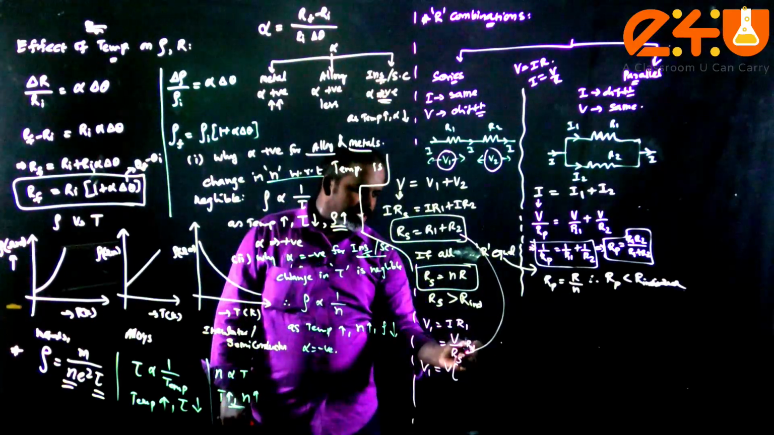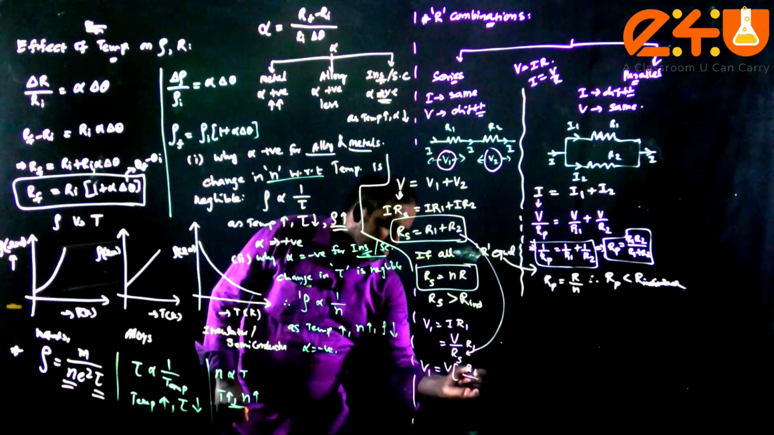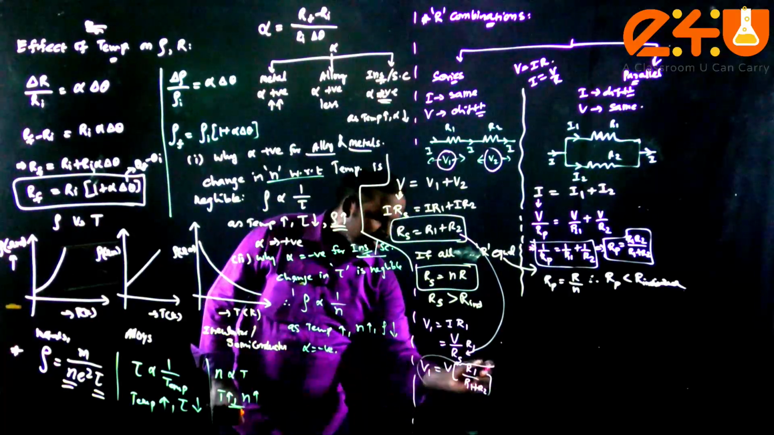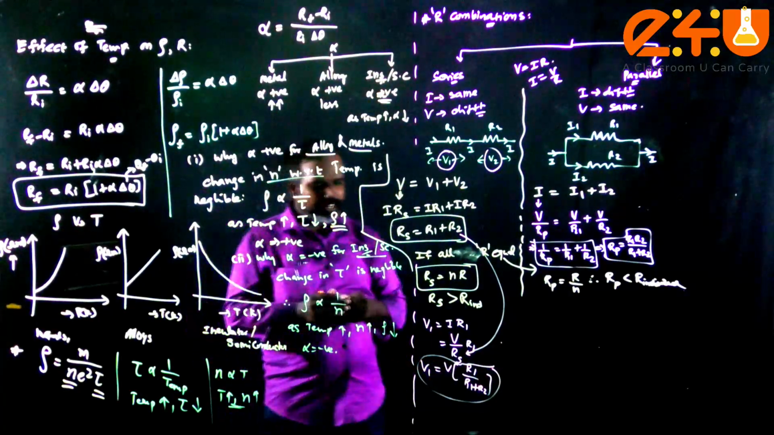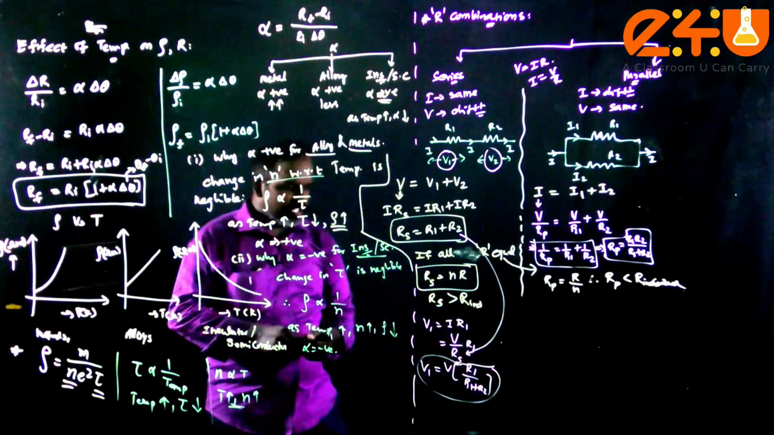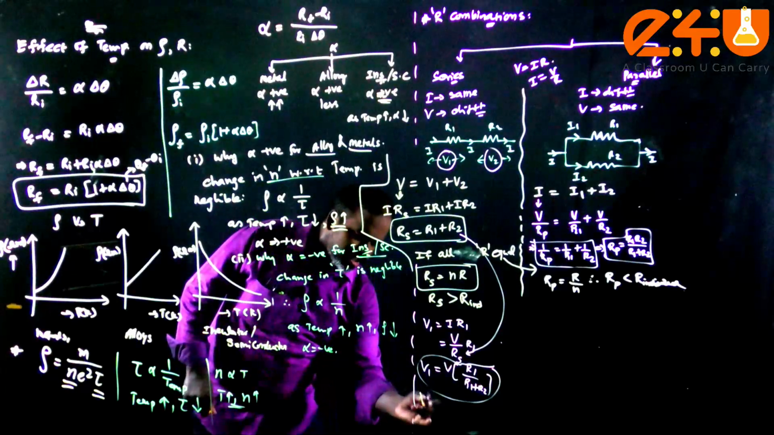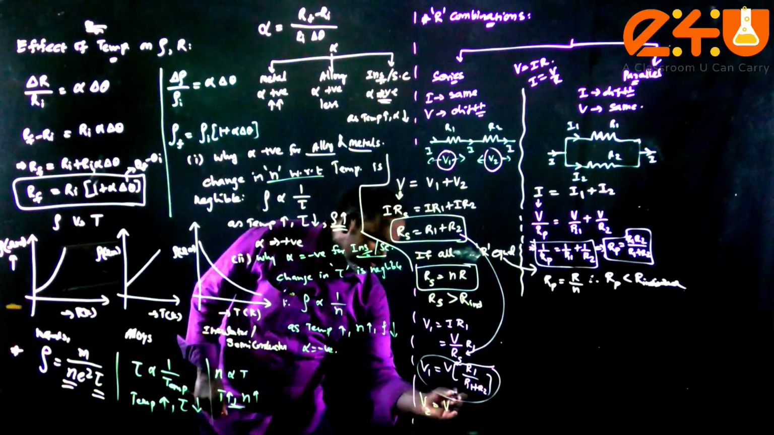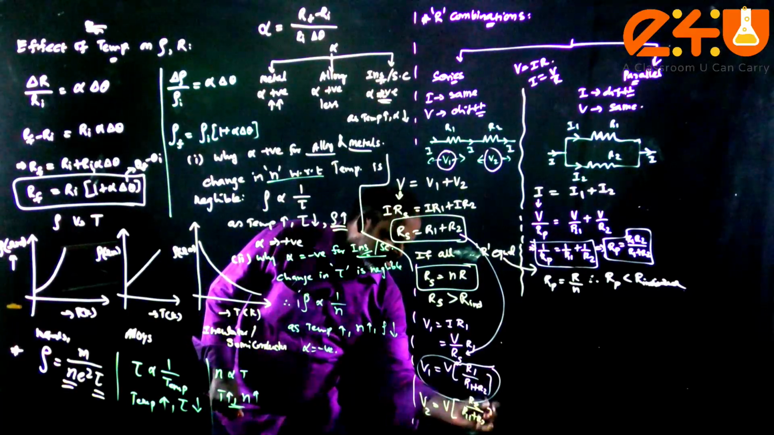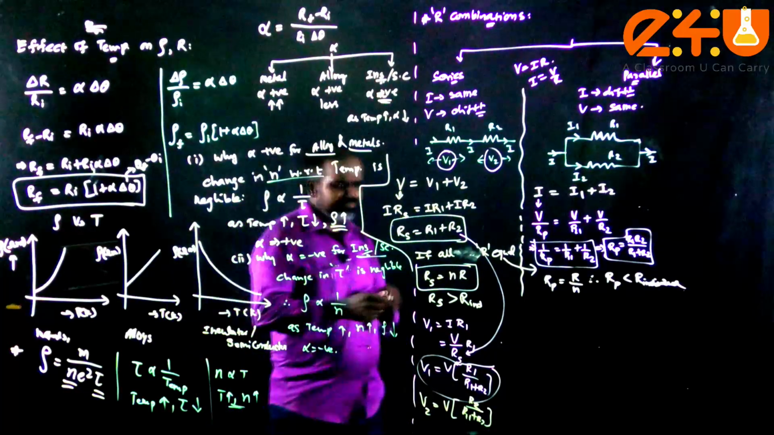Therefore, R1 by R1 plus R2. So this is the general expression for V1. Instead of finding the current value, by knowing the total voltage and resistance, we can calculate that. Similarly we can write V2 also, V into R2 by R1 plus R2. So this is the other expression.